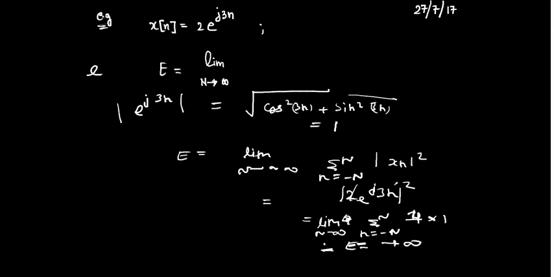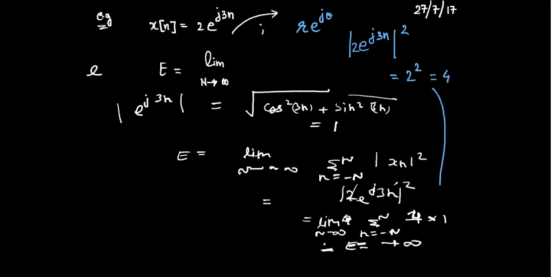We can even make it simple. See, this is a complex signal, right? But what is the generic form? R e to the power j theta, where R itself is the magnitude. So the moment you write 2 e to the power j 3n, the magnitude is 2, so the magnitude squared is 4. You don't need to write it out like this. That was very easy. Thanks for that, Sahil. You should appreciate the work by Sahil.